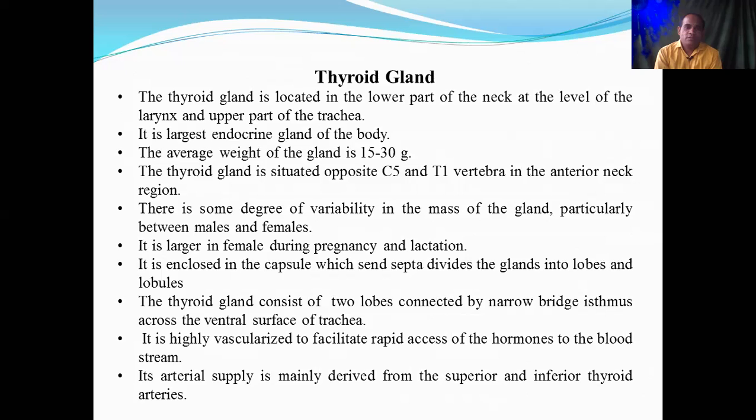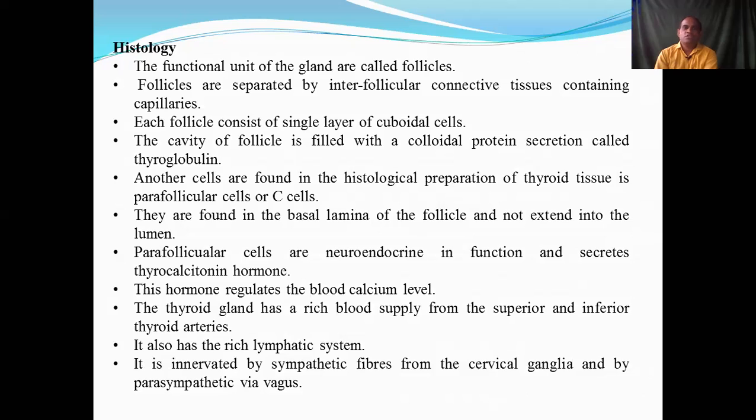It is enclosed in a capsule which sends septa that divide the gland into lobes and lobules. The thyroid gland consists of two lobes connected by a narrow bridge, the isthmus, across the ventral surface of the trachea. Its arterial supply is mainly derived from the superior and inferior thyroid arteries. It is highly vascularized to facilitate rapid access of the hormone to the bloodstream. When we see the histology of the thyroid gland, the functional units of the gland are called follicles.